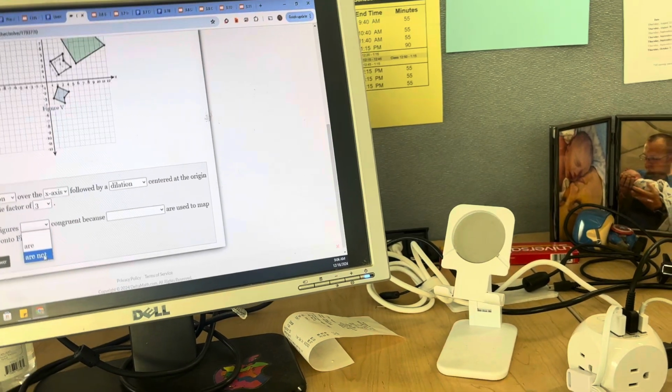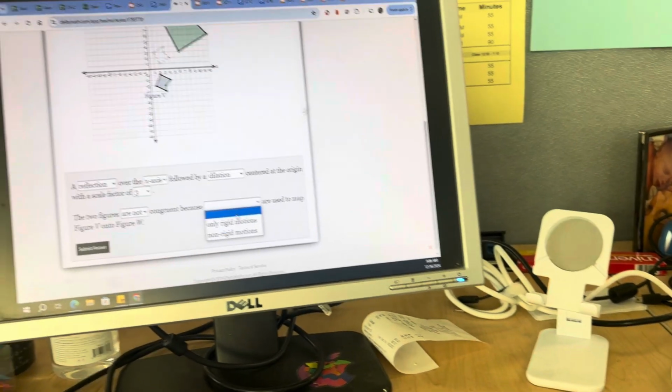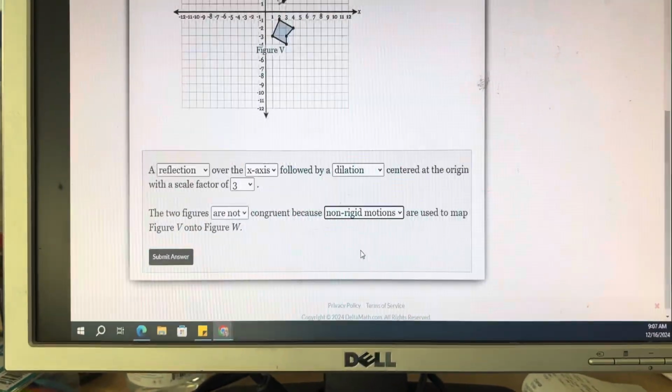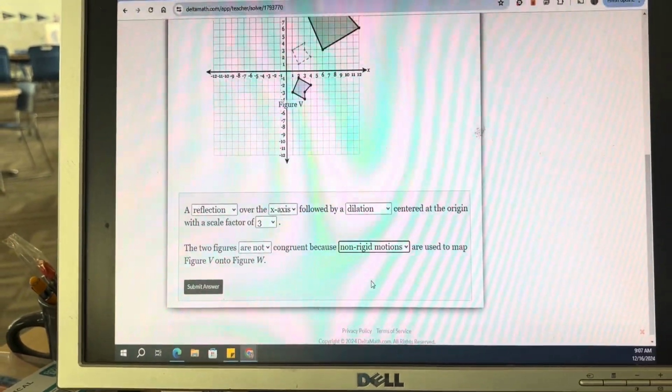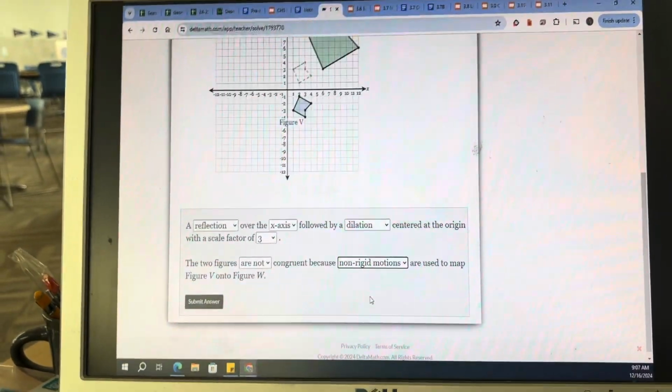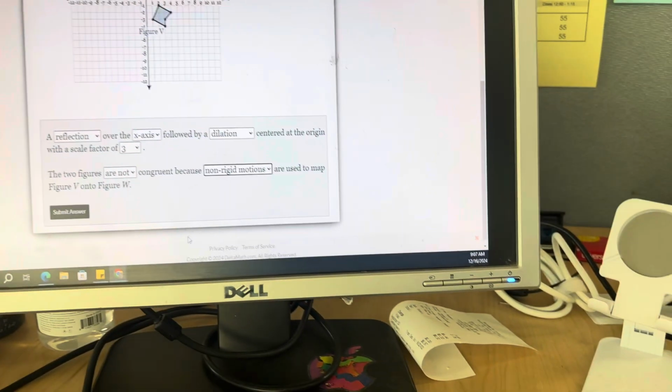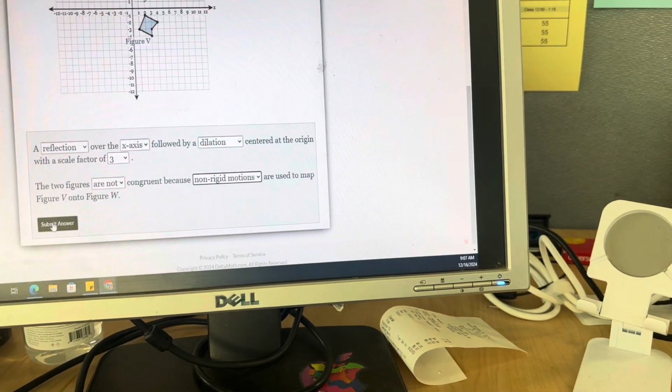These are not congruent because there was a non-rigid motion. The dilation is the only non-rigid motion. So if you have a dilation, they're not going to be congruent because you used a non-rigid motion. If you only used rigid motions, if you only used the reflection, the translation, that stuff, then it's going to be congruent.